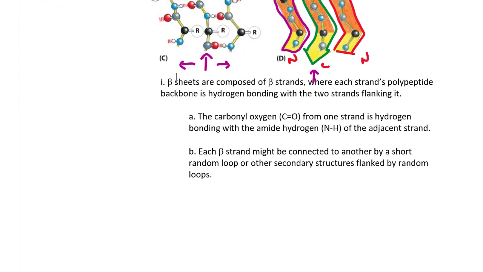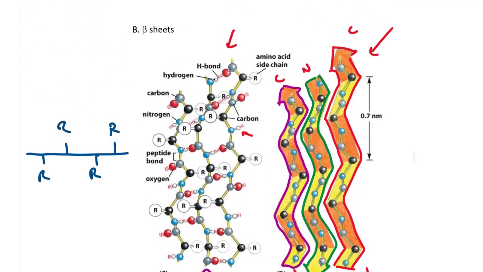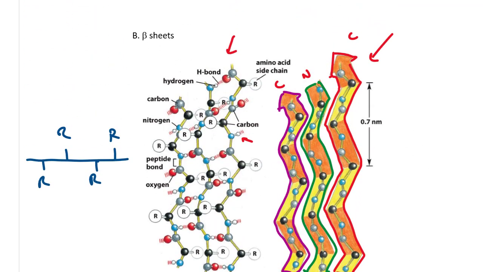The carbonyl oxygen from one strand is hydrogen bonding with the amide hydrogen from the adjacent strand of the polypeptide backbone, of course. The beta strand might be connected to another by a short random loop or other secondary structures flanked by random loops. So what that means is, for example, this picture is showing you a beta sheet, but it's not showing you the rest of the protein.